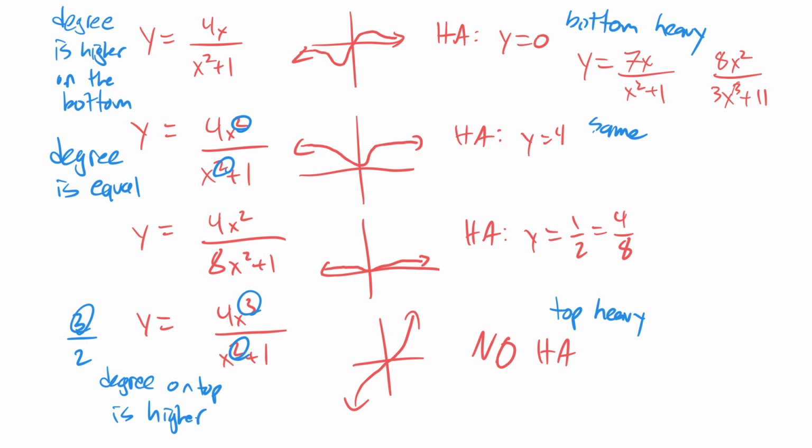I think you can probably see the answer, but in case it still looks a little bit mysterious to you, we take the 4 and we take the 1, those leading coefficients, and we simply divide them. 4 divided by 1 equals 4, and there's our horizontal asymptote. 4 divided by 8 equals 1/2, and there's our horizontal asymptote.